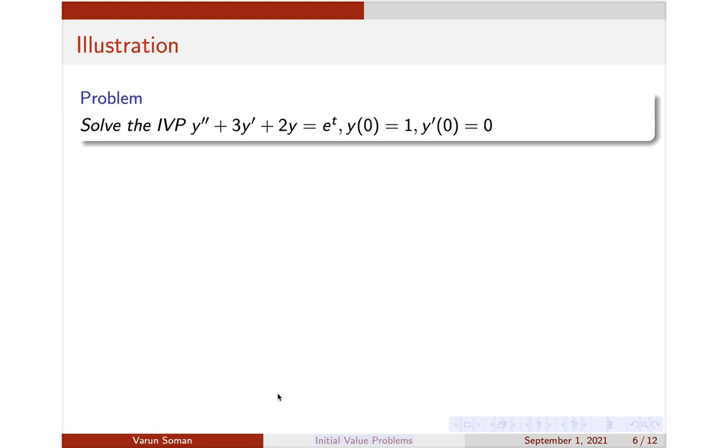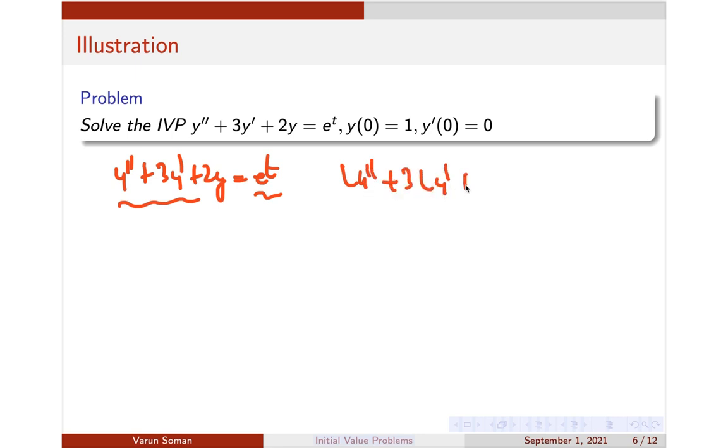Please try to do this problem with me. Please try to do it by yourself. You are being given a differential equation like this. It is simply y double dash plus 3y dash plus 2y is equal to e raised to t. So what will you do? You apply Laplace transform on both sides. So you will get L of y double dash plus 3 into L of y dash plus 2 into L of y, which is equal to L of e raised to t, which is 1 by s minus 1.